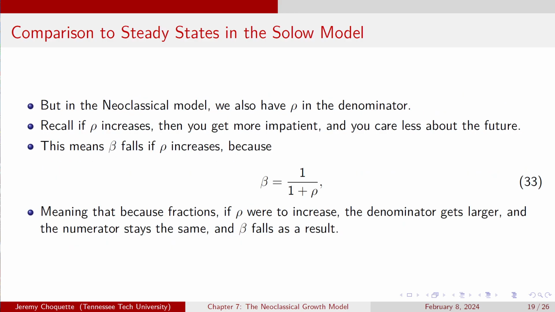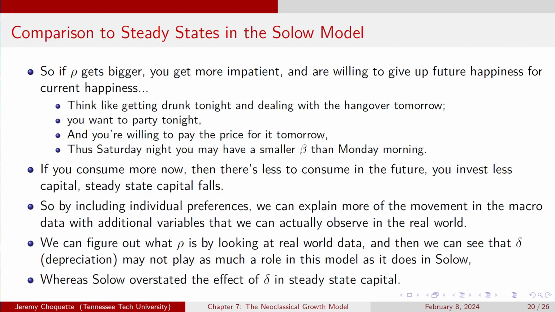Now in neoclassical, we also have that rho term. So if rho goes up, you get more impatient and you care less about the future. So if rho increases, beta falls because fractions. In that case, the denominator gets larger, the numerator stays the same, and beta falls as a result. So when rho gets bigger, you get more impatient, and you're willing to give up your future happiness for current happiness.